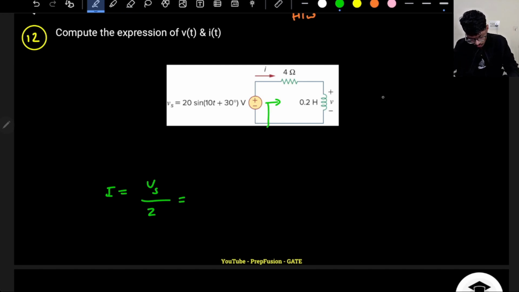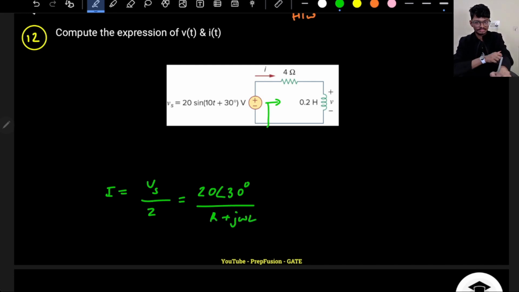So vs is what? If I assume my reference to be sine omega t, I will not write it now. From now onwards I may not write the reference. You have to understand what the reference is. So if I assume sine omega t to be reference, the vs will be 20 angle 30, and your Z will be R plus jXL, correct? R plus j omega L. That is the impedance of a series RL circuit.